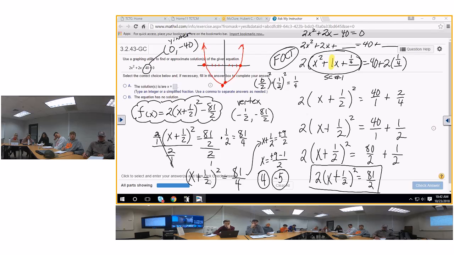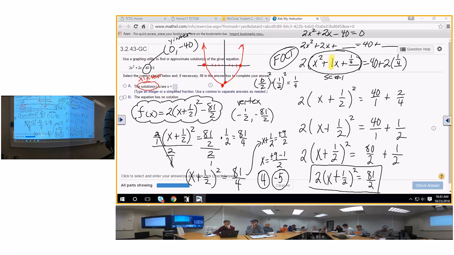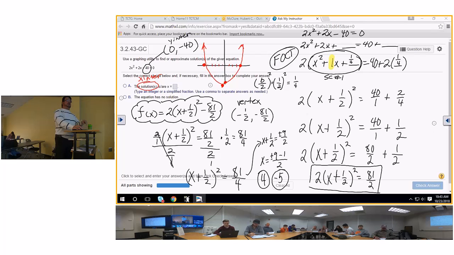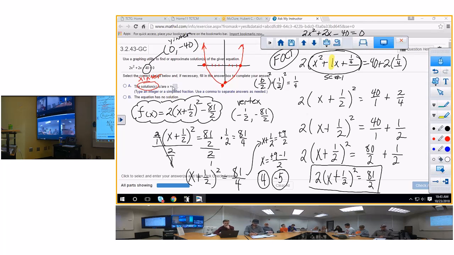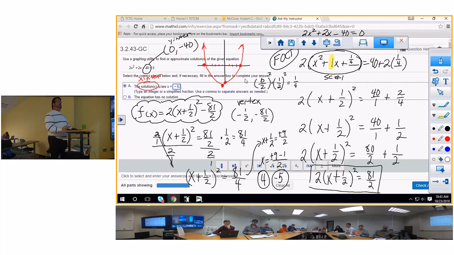Now, what is the 25-cent, what is the redneck term for solutions? X what? Intercept. So it's asking for the x-intercepts. So the x-intercepts are negative 5 and 4. Somebody tell me why I said negative 5 first. Because I read which way? Left to right. Right. Comma, 4. And we feel good about ourselves.